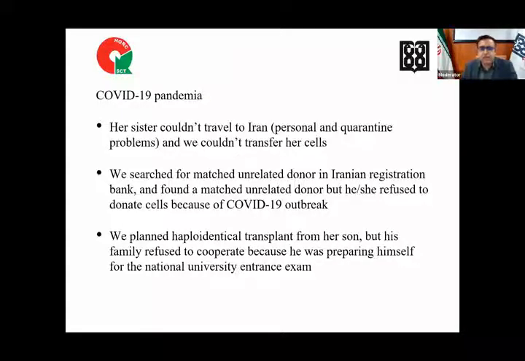And we planned a haploidentical transplant from her son, but his family refused to cooperate because he was preparing himself for a national university entrance exam.